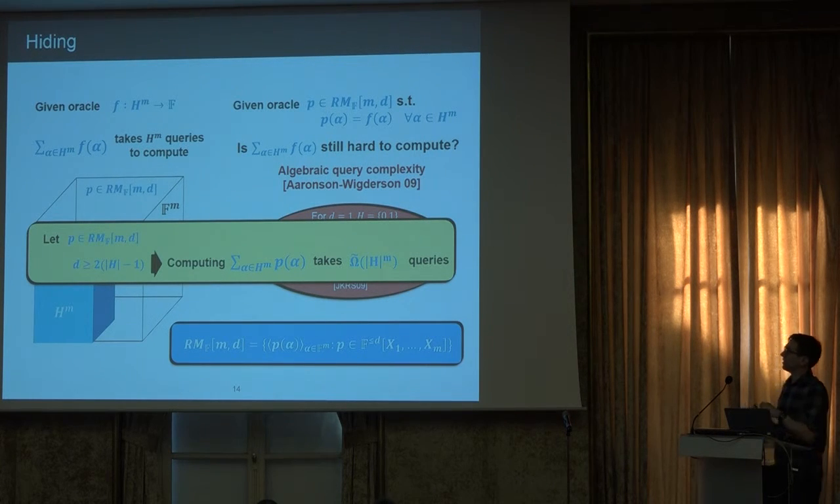So if your degree is slightly higher, in the case of when h is of size 2, if your degree is at least 2, if you take a random multi-quadratic extension, then computing this summation still takes something like h to the m queries. So that is good. This means that now this commitment scheme is hiding.